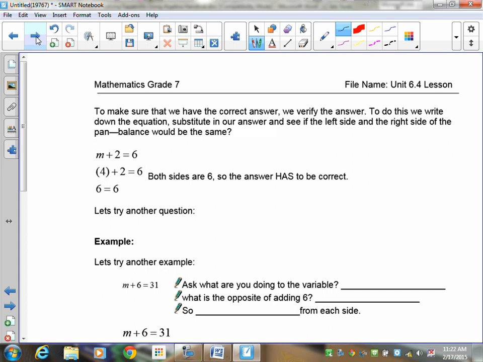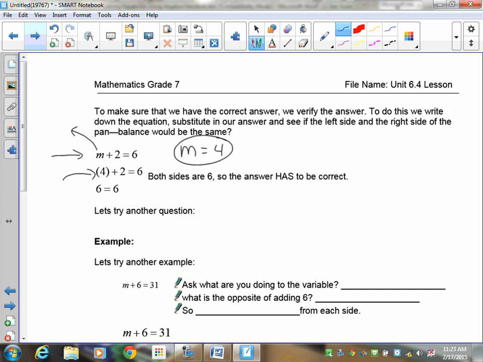We know from inspection that m is 4. But how do you prove that? Well, remember our trial and error from before, where we chose a number and tried to check whether it was correct? This is what we're going to do. We said that we thought the answer was 4. Well, if we think m is 4, let's take our equation, write it down, take out the m, and put the 4 in its place.